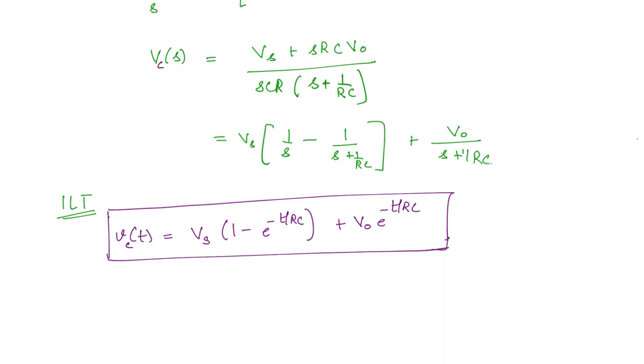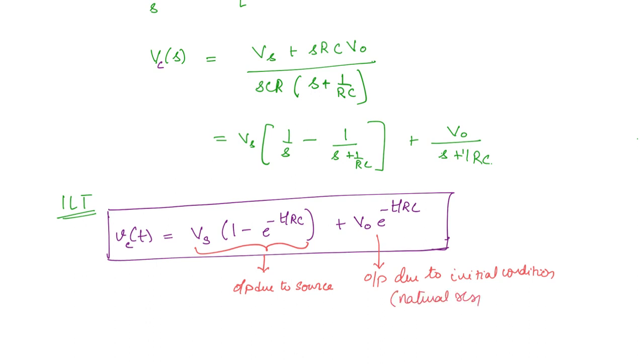Now, some very important observations here. This is the same response that we saw in the source free RC circuit, so that means this is the output due to initial condition. And what about the rest of the part? This part is the output due to input, or due to the source. The output due to initial conditions is often called the natural response, and this is called the forced response. If it is due to initial conditions, it is the natural response. If it is due to the source, then it is the forced response.